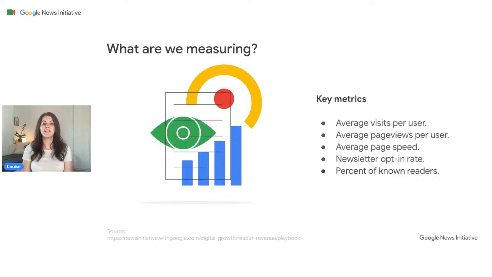And finally, percentage of known readers. This metric is defined as known unique visitors as a percentage of total unique visitors. Known unique visitors include digital and print subscribers, registered users, and email capture visitors.